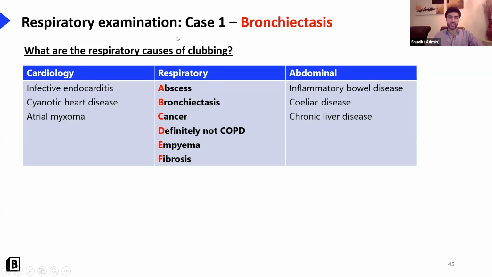A good inspection can give you the diagnosis without you even having to listen to the patient's chest. And then we have cardiology causes of clubbing and abdominal causes of clubbing, which are listed there, but I wanted to focus on the A, B, C, D, E, F causes of respiratory clubbing.